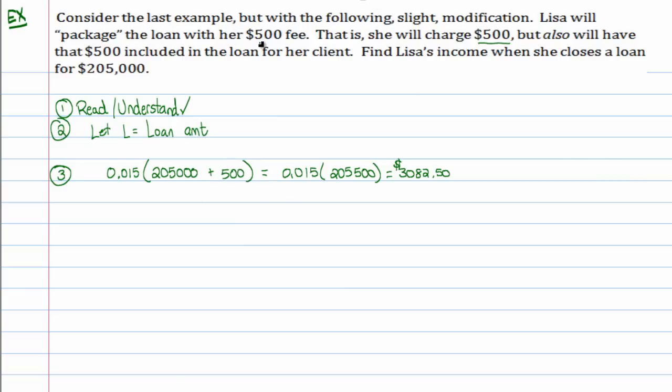As I'm reading this, I'm not sure how I meant to write it before, but it seems to me that I meant it to be written this way, because it would be illegal if she charged 500 plus she packaged the loan with the $500 fee. So I don't think that's possible.